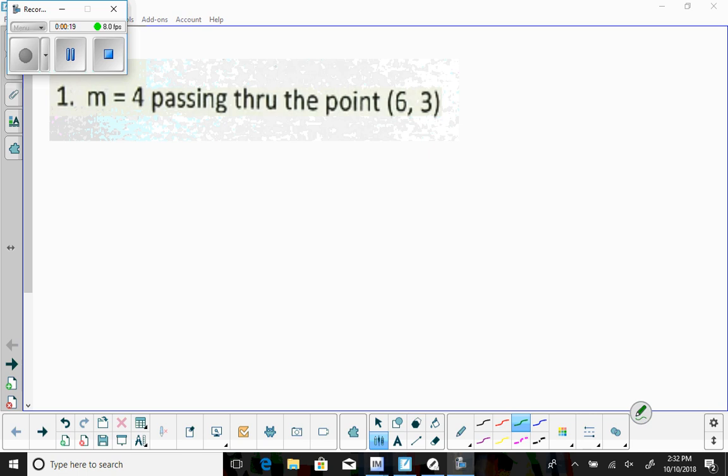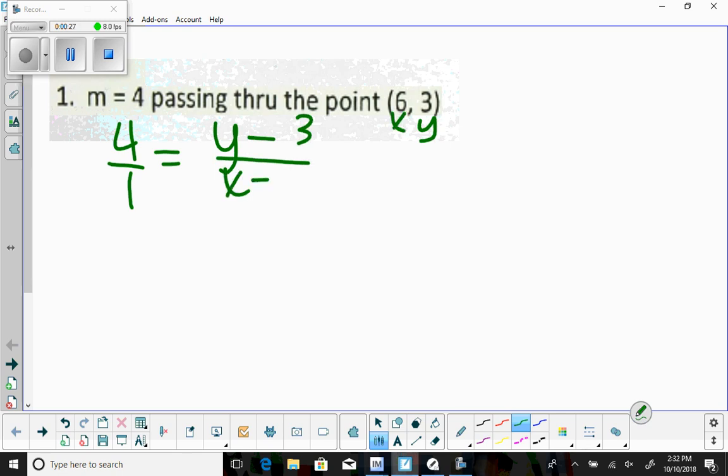So we're going to start with our slope, which is 4 over 1, is equal to y minus your y value over x minus your x value. Okay, numbers 1 through 6, I think it was, they asked that you put them in slope-intercept form. So that means we want y to be by itself. So I'm going to multiply my y value first.